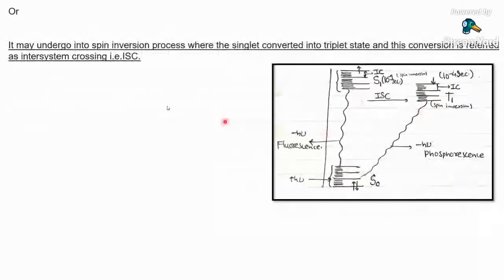When the molecule is promoted from the S0 state to the S1 state, it has the possibility either to come from S1 back to S0, or to go from S1 to T1, and this is called intersystem crossing. That is, the molecule may undergo a spin inversion process where the singlet is converted into the triplet state, and this conversion is referred to as intersystem crossing.